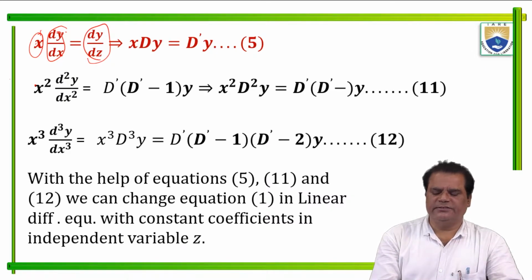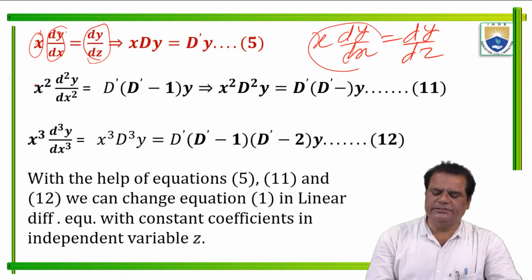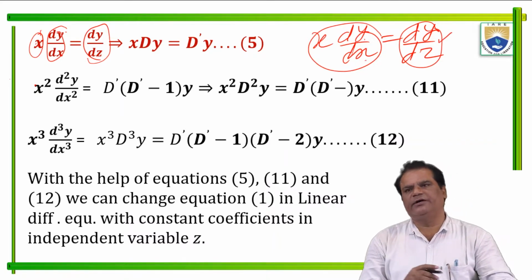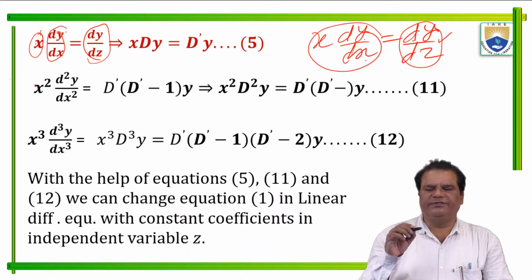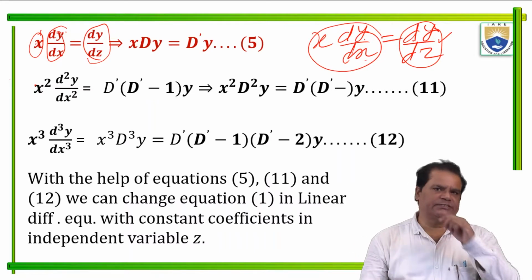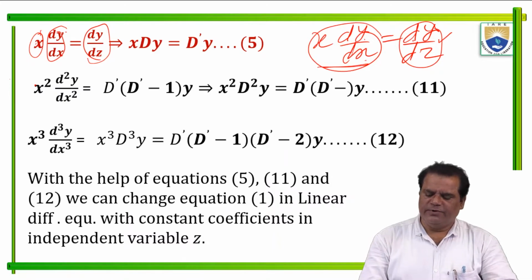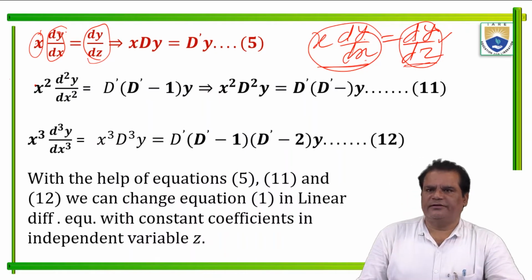x dy/dx equals dy/dz. In our question we convert the equation into this form. In this question x is the independent variable, but after the change it converts into the z variable. So this is the constant coefficient term. The left side is a homogeneous term, but after the change we get a constant coefficient term.